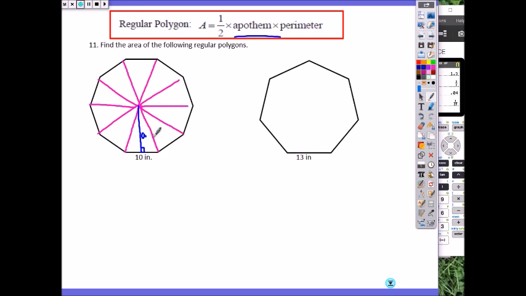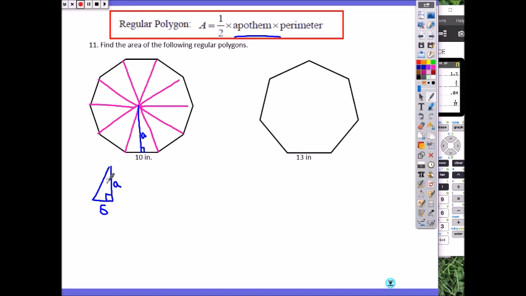So let's go ahead and redraw this triangle right here. I'm going to just draw it like this. So this side is 10, so it is half of 10, right? Do you guys see it? So it is 5. And we are looking for this height. Let me just call it A because we call it apothem.